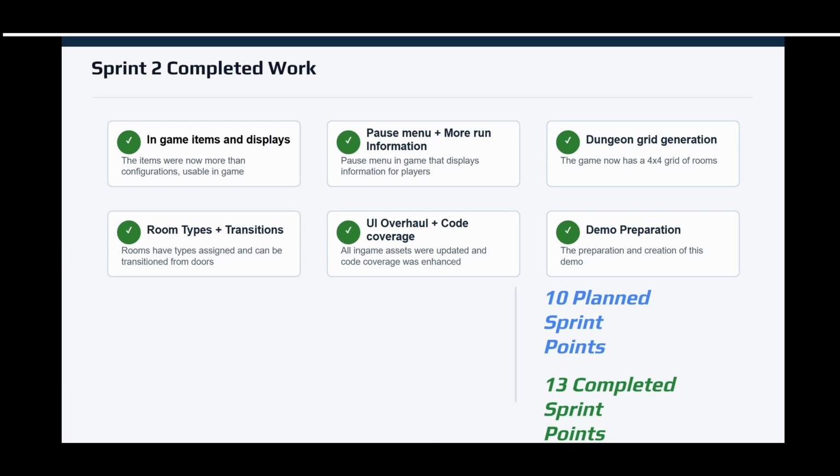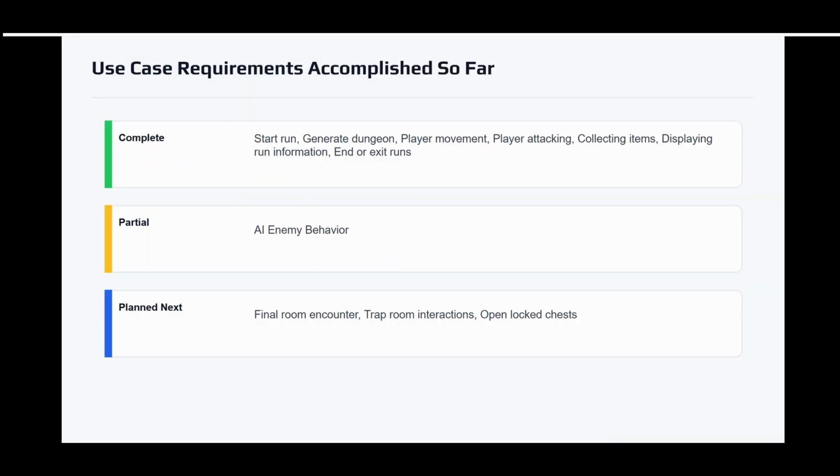Sprint 2 was successful because it expanded the game project from a basic playable foundation into a more complete gameplay structure. The sprint exceeded its planned velocity, added major dungeon and item functionality, improved the user interface, and strengthened the project through better test coverage. At the halfway point, here are the high-level project use cases that are complete or demonstrable.